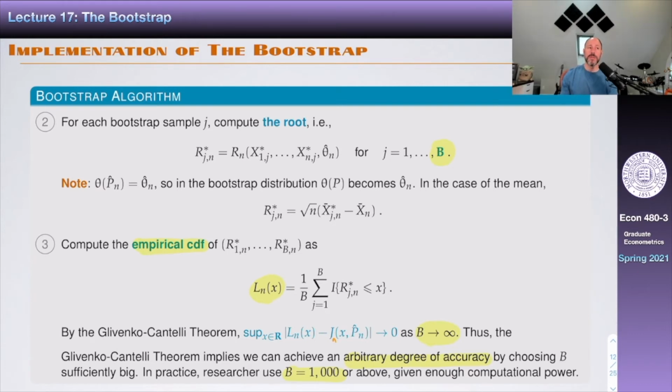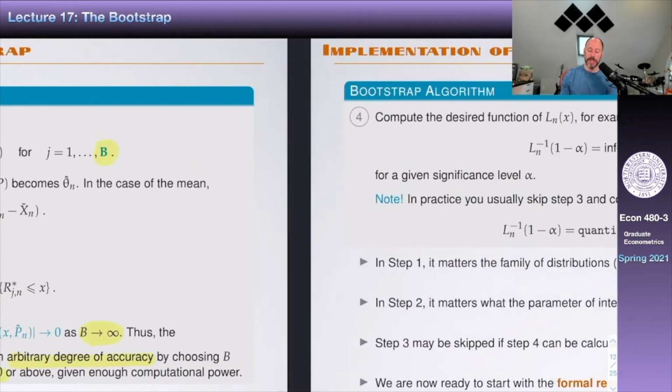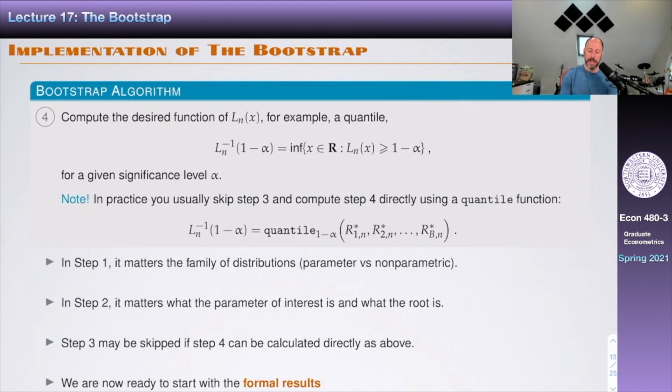So the idea is to use this empirical CDF to get a quantile. So how do you get a quantile? As I wrote here in step 4, compute the desired function of this CDF, for example, a quantile. And this is just the definition of a quantile, which I'm denoting by ln inverse 1 minus alpha.